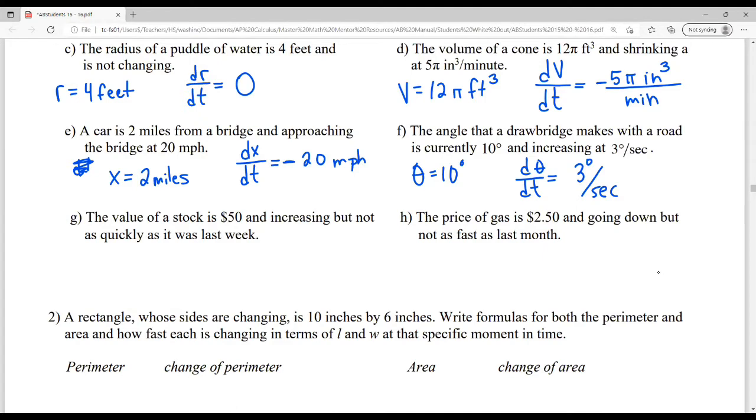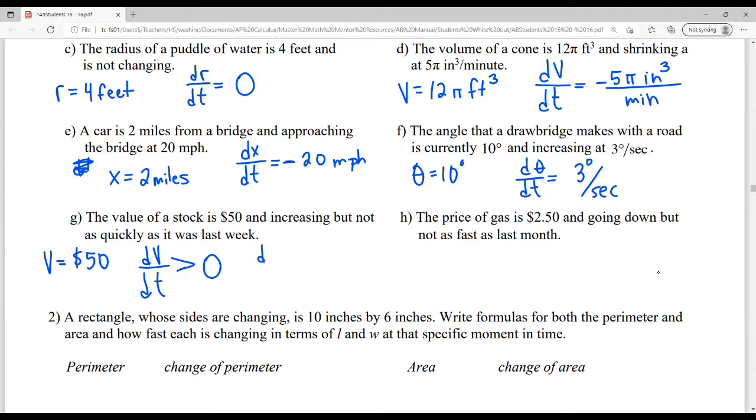The value of a stock is 50. So let's let the value be equal to $50. And it talks about how that value is changing. It's saying that that value is increasing. And if that value is increasing, we know that that has to be a positive number because the value is increasing. But then it says it's increasing, but not as quickly as it was last week.